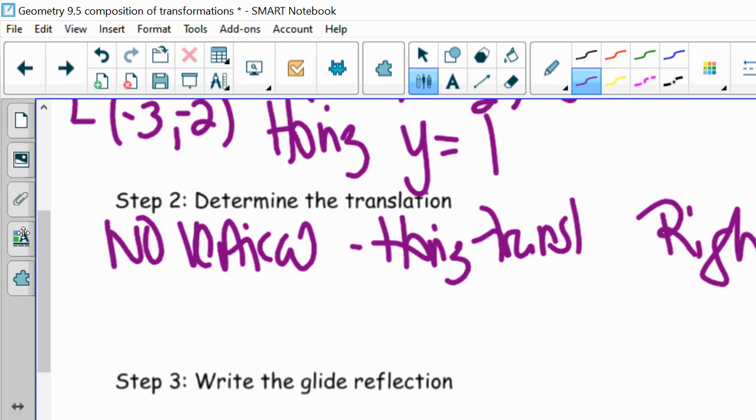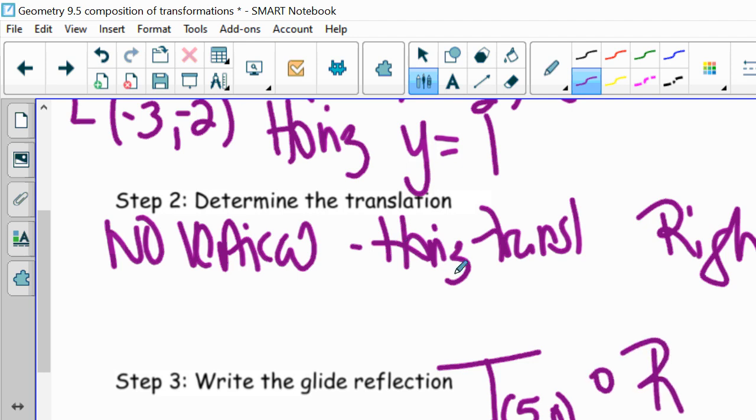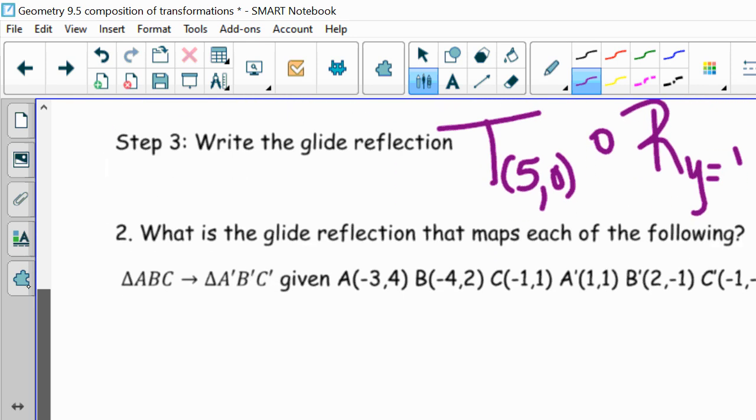So to write the glide reflection, the last one that I did, my translation comes first. Translate, I went right 5, so that's +5. I didn't go up or down any, so that's 0. Open dot, capital R for reflect. I reflected over the line y equals 1. And then what were we reflecting? Triangle JKL equals triangle J double prime, K double prime, L double prime. So there's my equation.